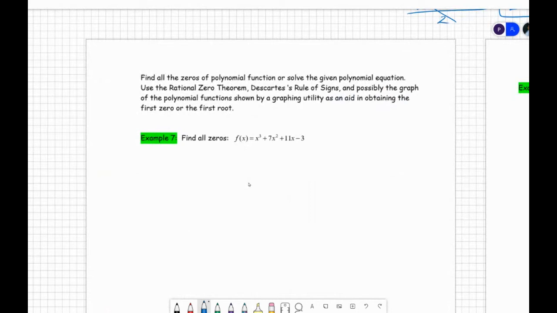We're going to list all the possible zeros. We're going to find one of them by just plugging it into our function to see which one equals 0. And then we're going to use that number and factor it. I'm sorry, using synthetic division to reduce it down to a quadratic, and then use factoring or the quadratic formula.